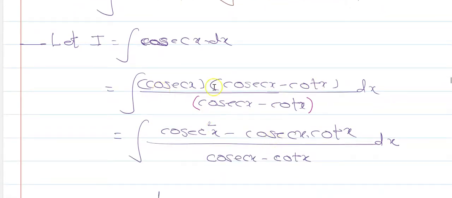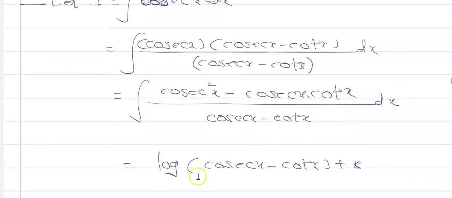To the numerator, multiplying it: cosec x into cosec x is cosec square x, and cosec x into cot x is minus cosec x into cot x. To the denominator, cosec x minus cot x. Now what is the function there? The log of cosec x minus cot x plus c.